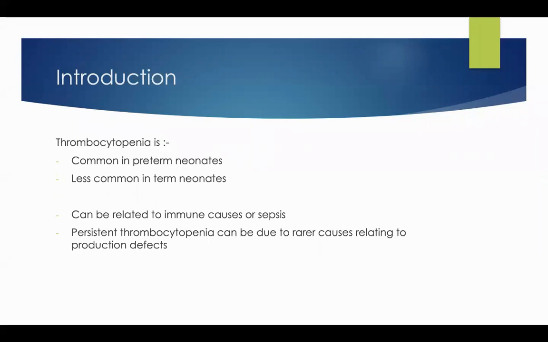So thrombocytopenia is actually very common in neonatal intensive care. It is more commonly seen in preterm neonates and less commonly seen in term babies. It can sometimes be related to immune causes or sepsis, so those are important causes to keep at the back of your mind. And rarer causes can also cause persistent thrombocytopenia that we also need to think about. And these are usually due to production defects.